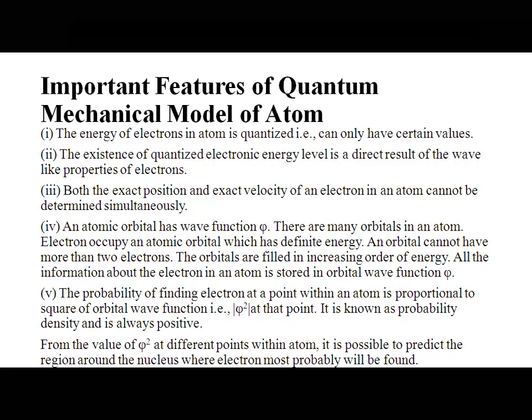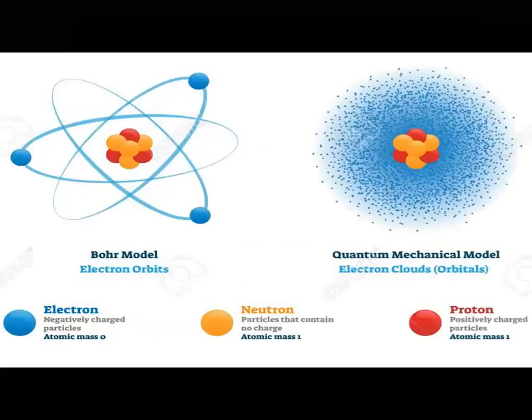An atomic orbital has a wave function psi, and it is not significant by itself. The probability of finding the electron at a point within an atom is proportional to the square of the orbital wave function, that is psi square. And that is known as what? Probability density. It is always positive. From the values of psi square at two different points within an atom, it is possible to predict the region around the nucleus where the electron will most probably be found.